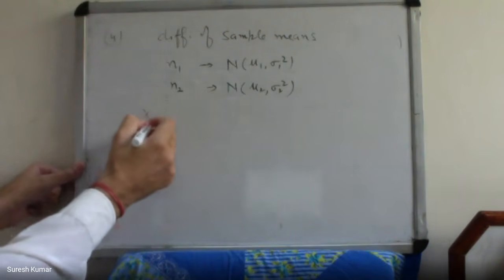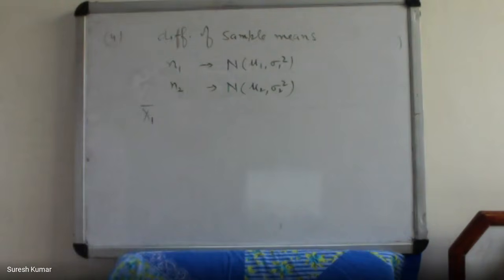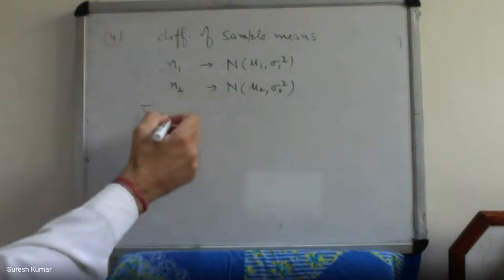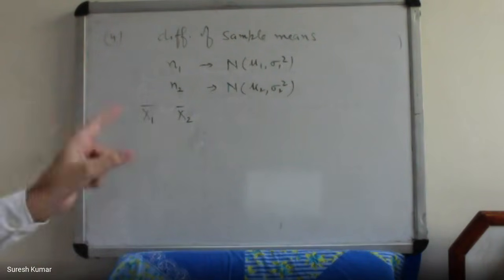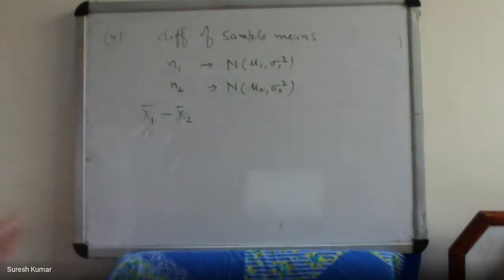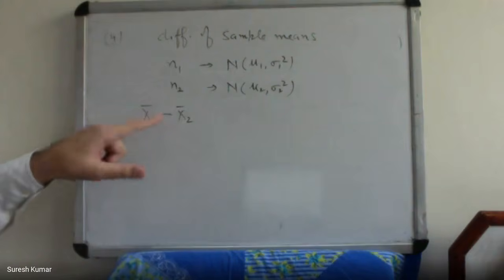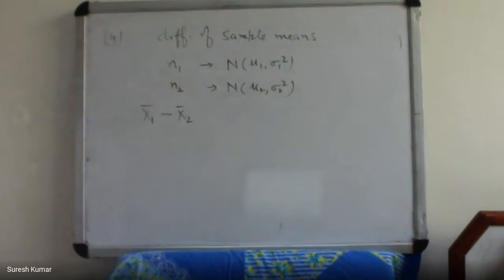Let's say x1 bar denotes the sample mean of the first random sample, x2 bar denotes the mean of the second random sample. What I'm interested in is to find the sampling distribution of x1 bar minus x2 bar. This difference is also a statistic based on these two random samples.